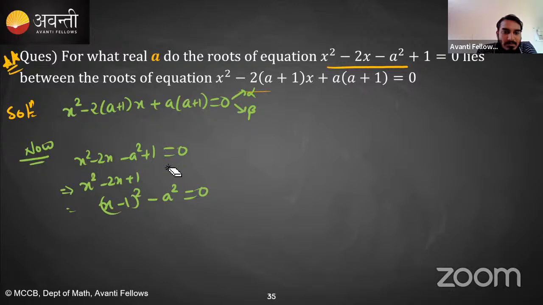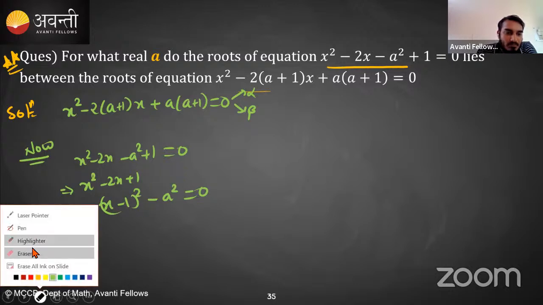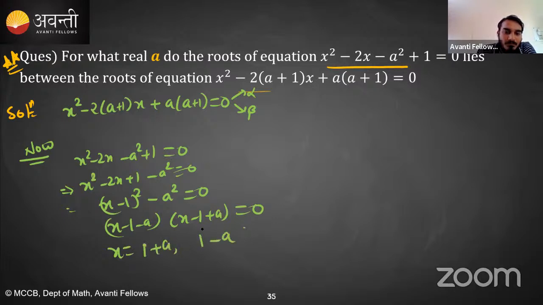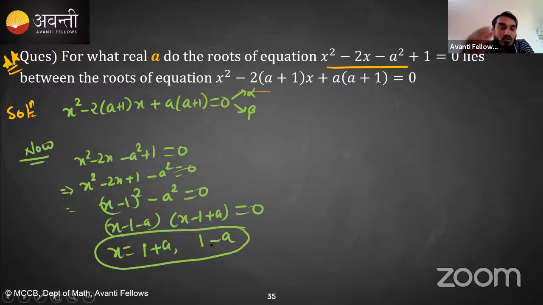So you can write this as minus a square is equal to 0. So this is nothing but a square minus b square. So (a minus b)(a plus b) is equal to 0. So it means x is equal to 1 plus a, 1 minus a. Yes or no? So these are the roots of this equation, right?